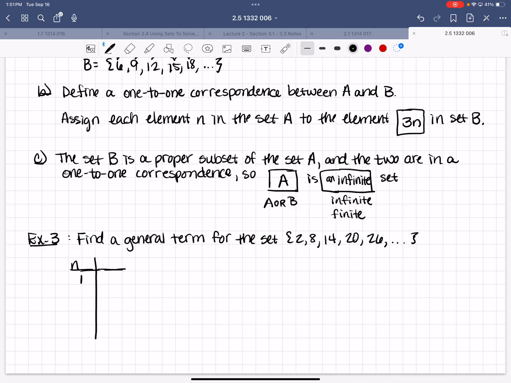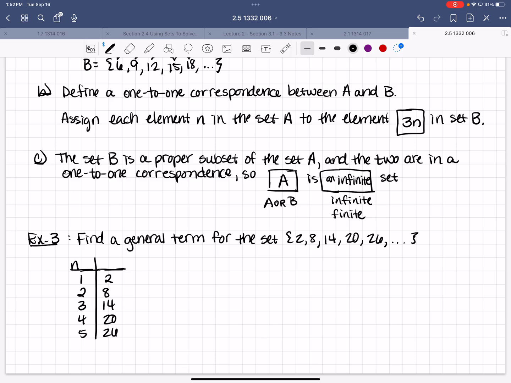Who's in the first spot? 2, okay. Who's in the second spot? 8. Who's in the third spot? 4th spot. And then 5th spot. Very good, okay.